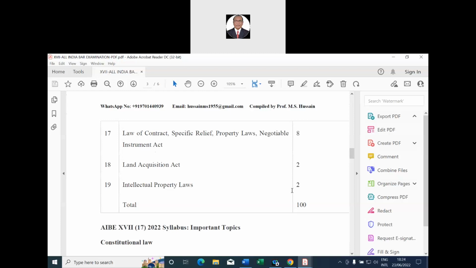The Land Acquisition Act. Please read the provisions of the Land Acquisition Act. The last one is intellectual property law. Tomorrow is Friday, yes, and Saturday is the last day. So read the Land Acquisition Act tomorrow, and the day after tomorrow we will work out intellectual property laws.